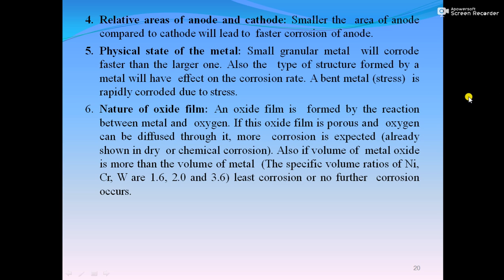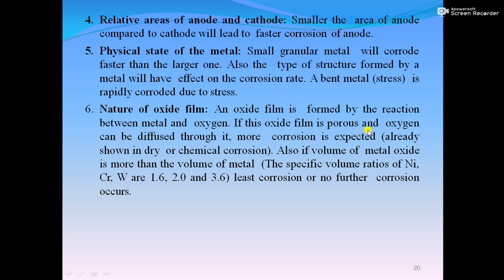This is because the metal at the boundaries has an electrode potential different from that of the metal atoms present in the grain. So this leads to the formation of anode and cathode, and the grain boundary may be considered to be stress. Due to the formation of anode and cathode, corrosion will occur.